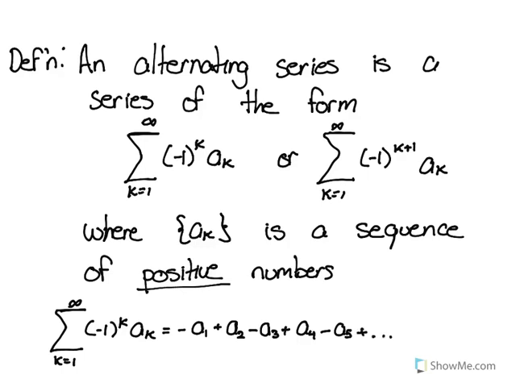Now note that it's really important here that a_k is a sequence of positive numbers, because if for example a_1 is negative, the first term is still positive, so it defeats the purpose. So the condition that a_k be a positive sequence is quite important. Let me do a few concrete examples, just to demonstrate some common alternating series.